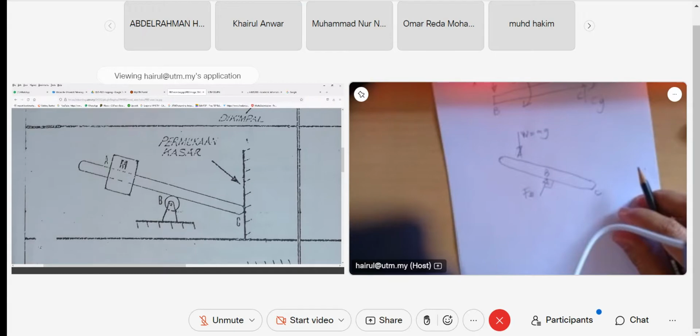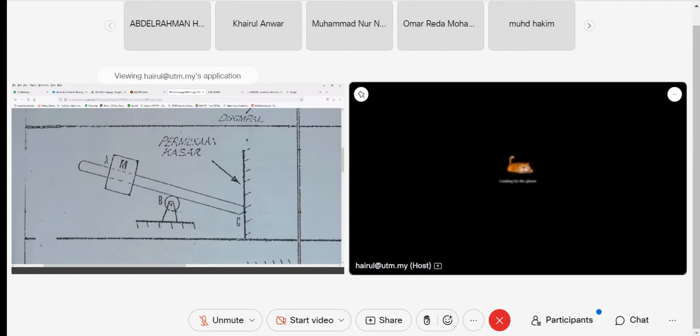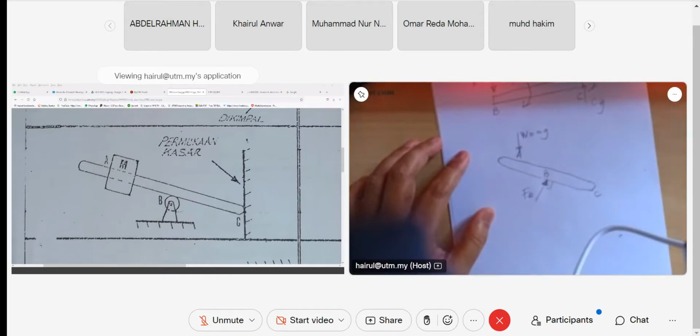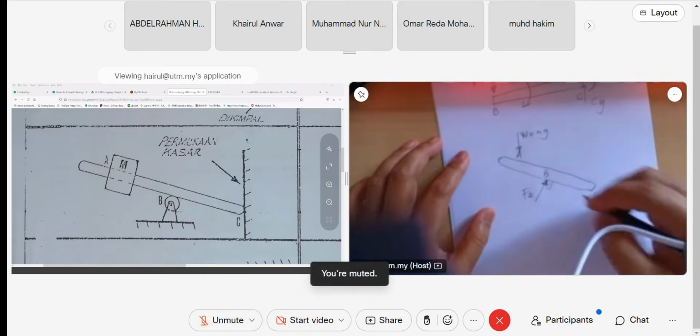B is like this. You don't put two components. If you put two components, you get complicated and you cannot solve for the force later when you do static equilibrium, when you want to find the force: Fy equals 0, Fx equals 0, okay? B is like this, normal force, perpendicular.